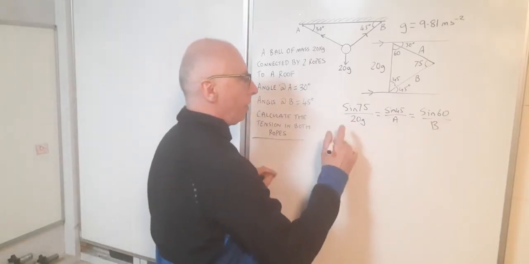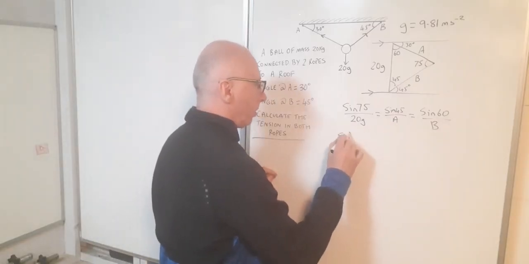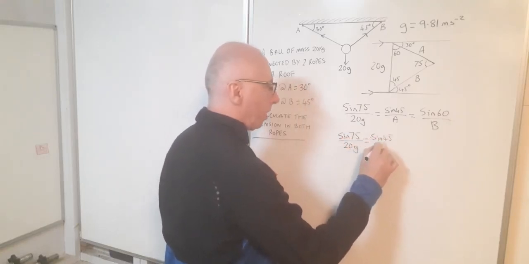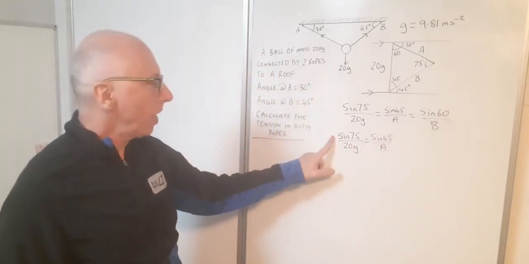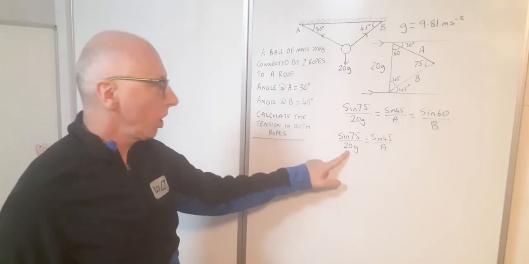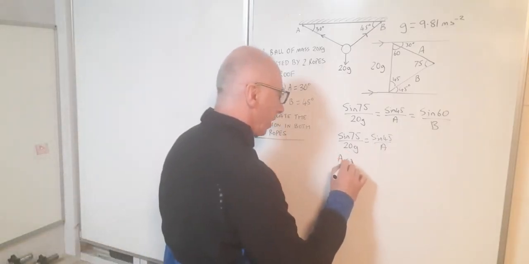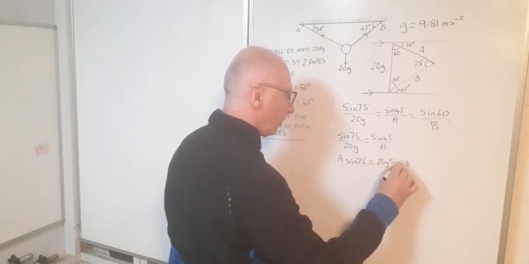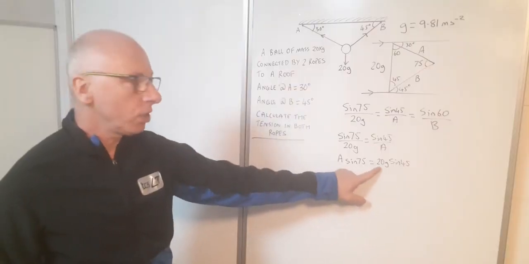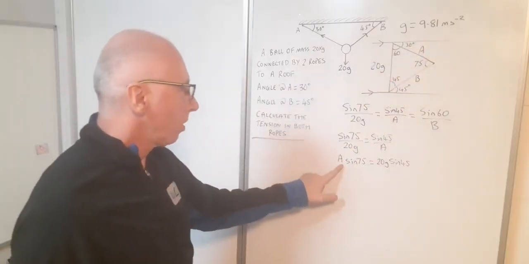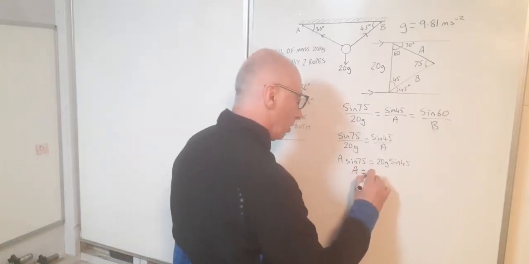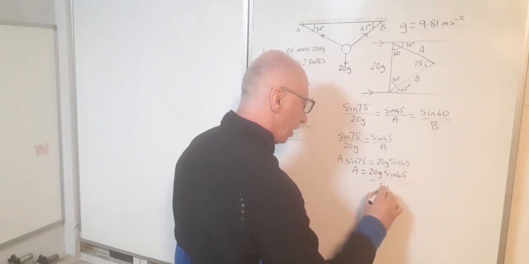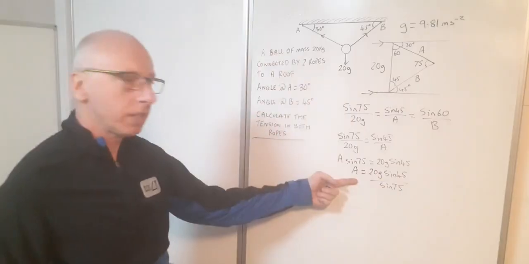So if I do A with this one, let's just do the algebra carefully so we don't mess it up. So that's sine 45 over A. So times both sides by A and times both sides by 20g. So then I'll have A sine 75 equals 20g sine 45. And then isolate the A because 20g is just a number multiplied by 9.81. So I've got A equals 20g sine 45, and that's divided by sine 75. So that's what will be representative of my A.